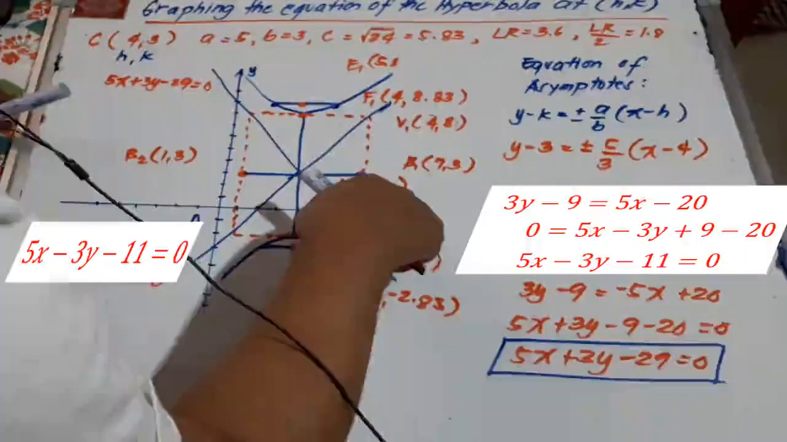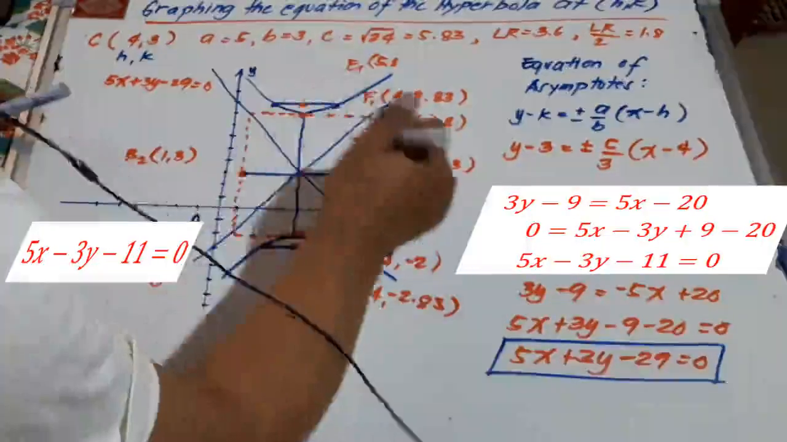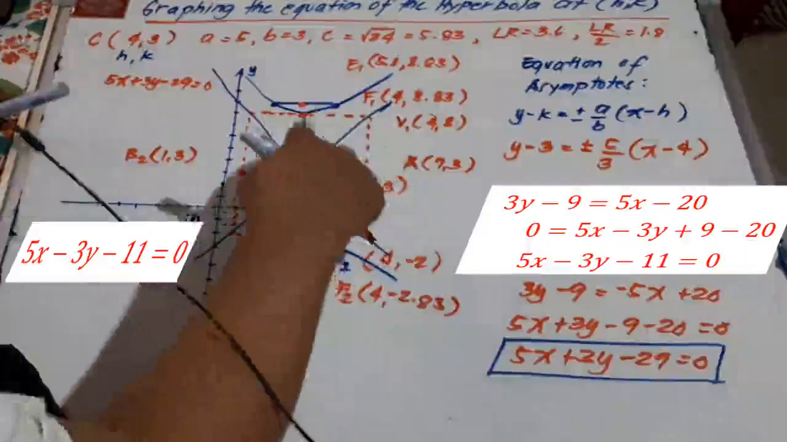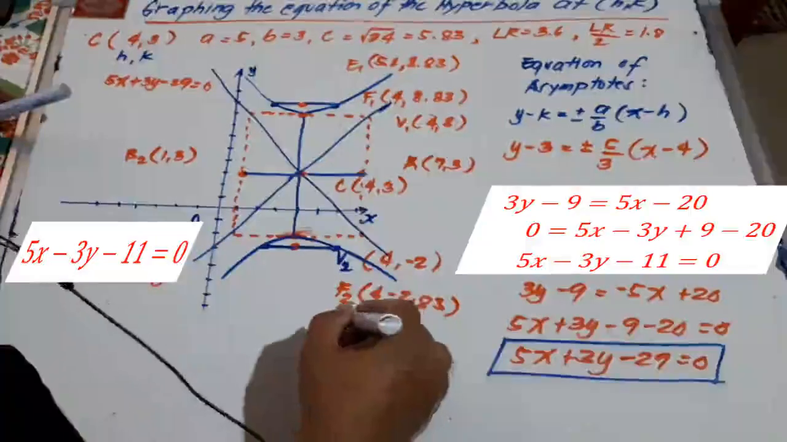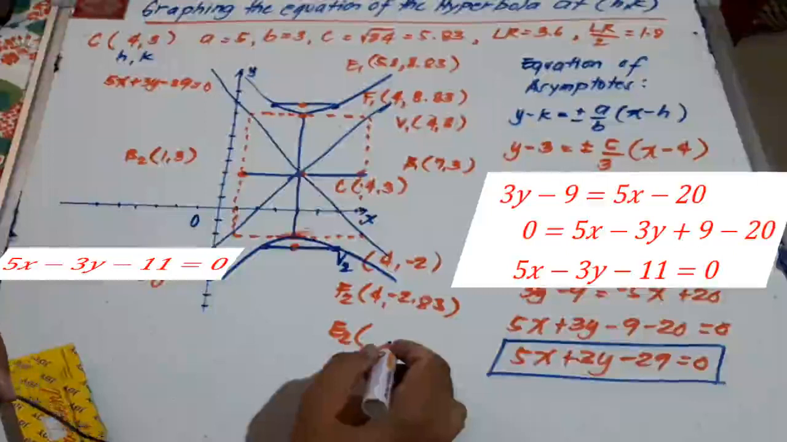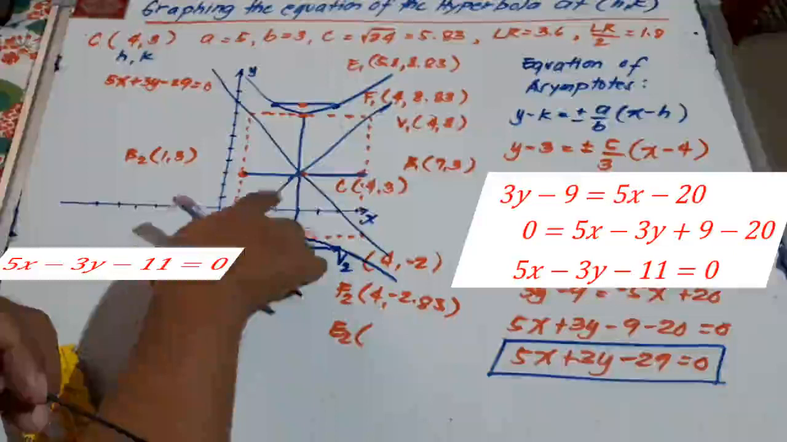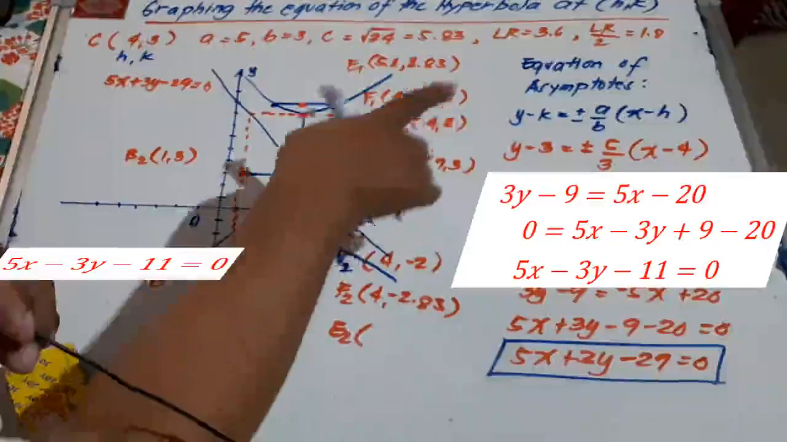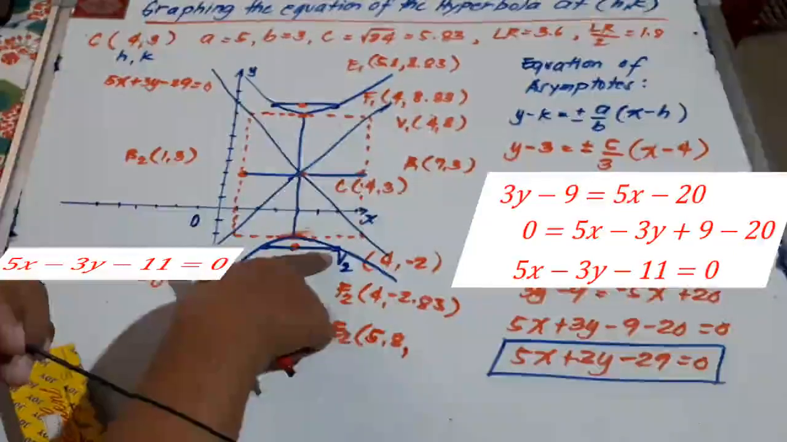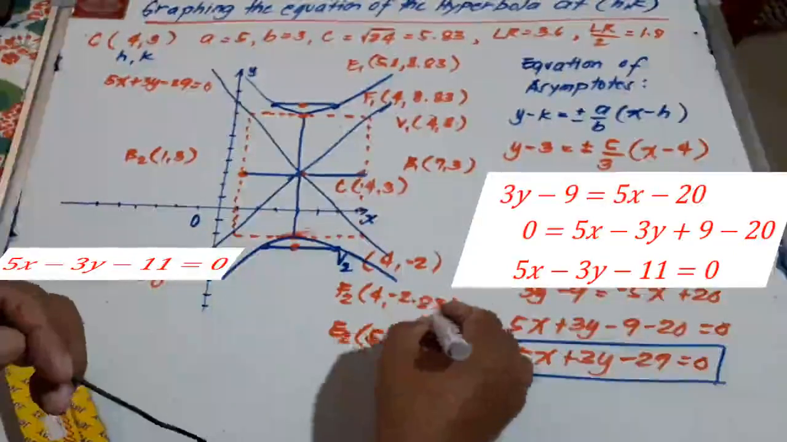Okay? And then, the vertical distance is the same as the foci, 8.83. Dito naman, e sub 2, ang kanyang horizontal distance is the same as e sub 1. Okay? Nag-add ka lang na 1.8 from the center. So, 4 plus 1.8 is 5.8 also. And the vertical distance of this e sub 2 is the same as the vertical distance of the focus, f2. So, that's negative 2.83.